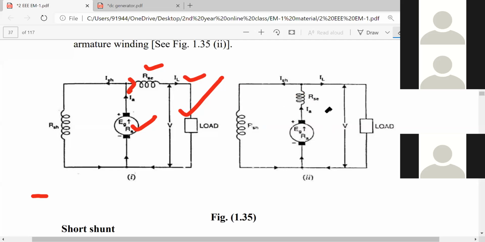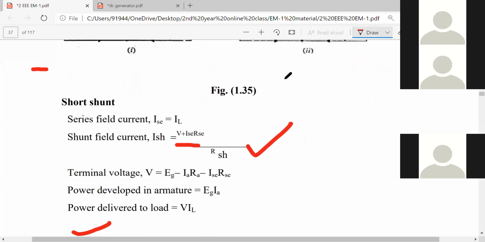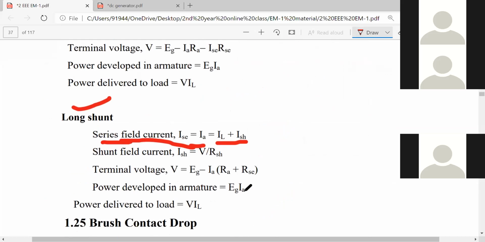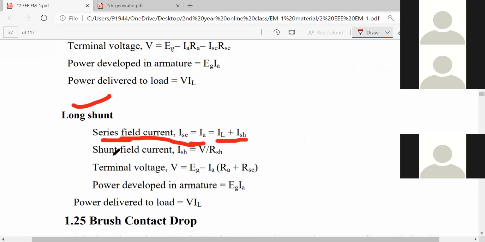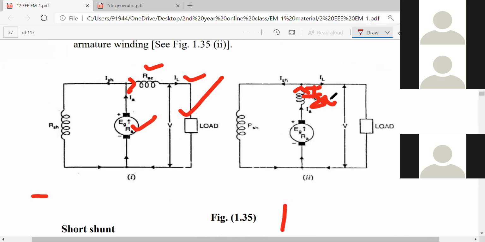So here two currents are equal. Ia equal to Isc. Series current equal to IL plus Ish. So that means Ia equal to IL plus Ish. Shunt field current: you want shunt field current. Current equal to voltage by resistance.